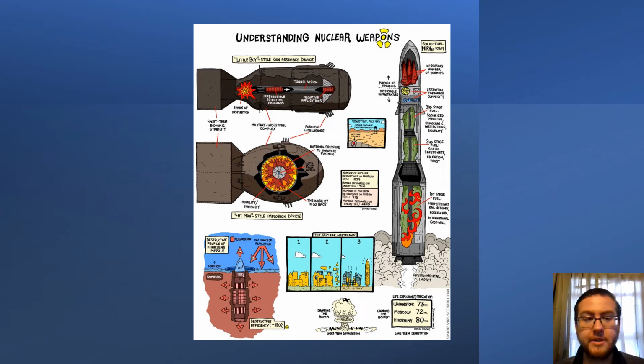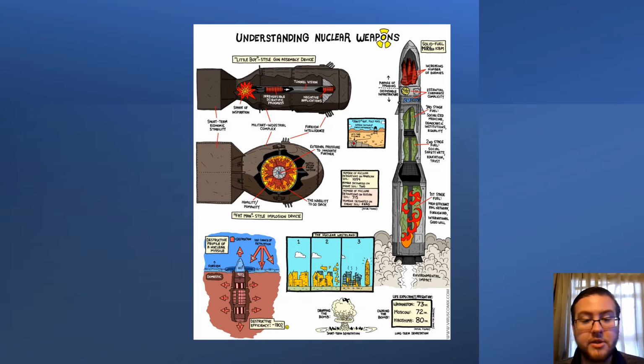For this dual coding and space practice activity, we'll be looking at this political cartoon that says Understanding Nuclear Weapons. As we see from this political cartoon, it looks like it is describing the features of how an atomic bomb works. As you can see, Little Boy and Fat Man, the two atomic bombs that were used at the end of World War II, are displayed as well as an ICBM.